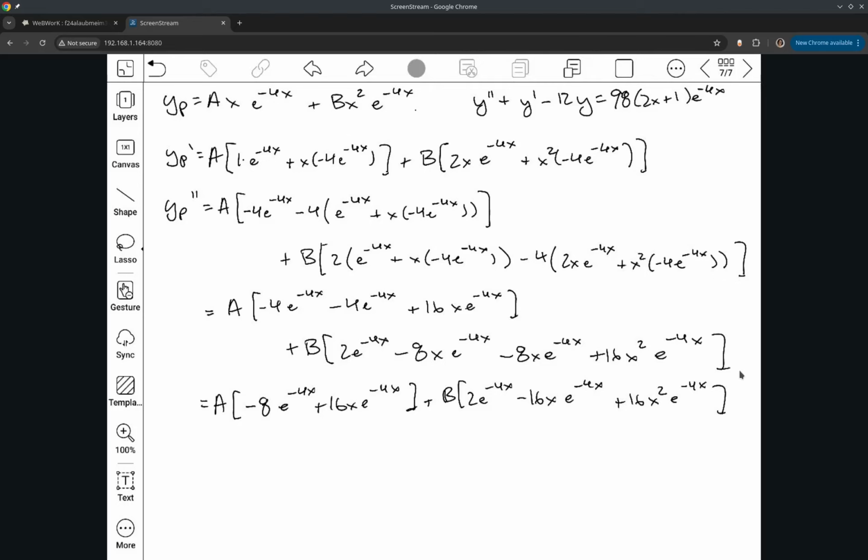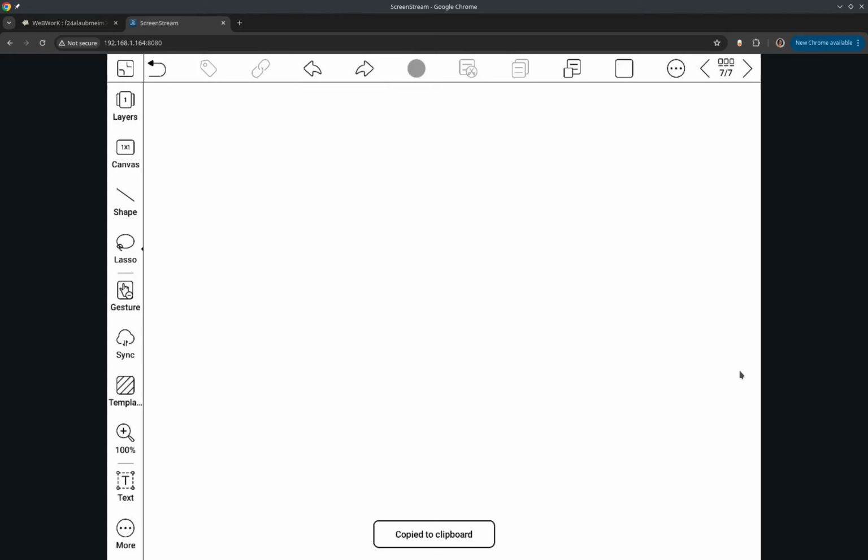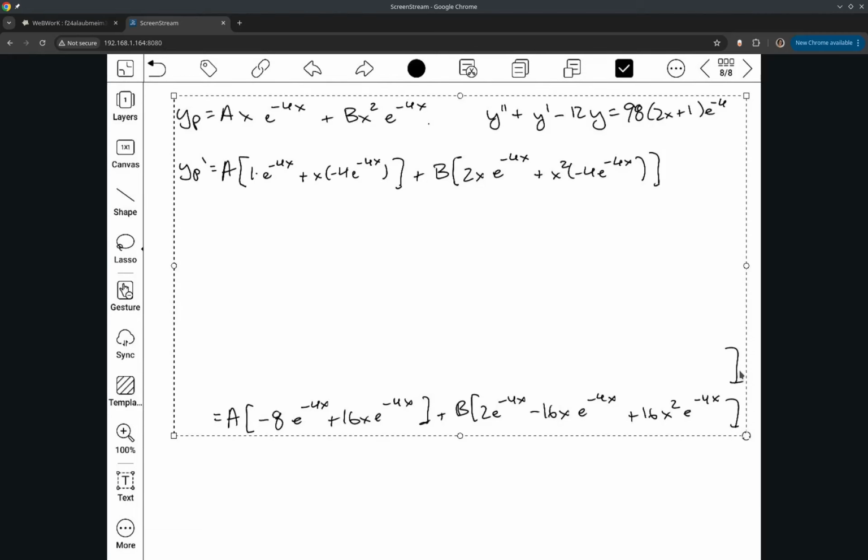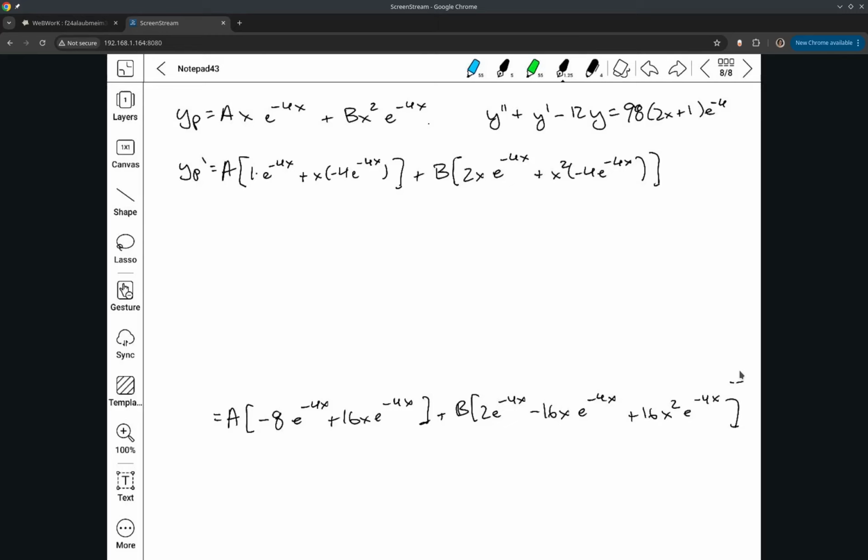And let's see if I can lasso only the parts I want to keep over to the next page. So I want my y and my equation. And my yp prime. And my yp double prime. But everything else is just kind of a distraction for me right now. So let's see how much of that comes with us. Okay, that's pretty good. I lost my x right there. But otherwise things are looking pretty good.